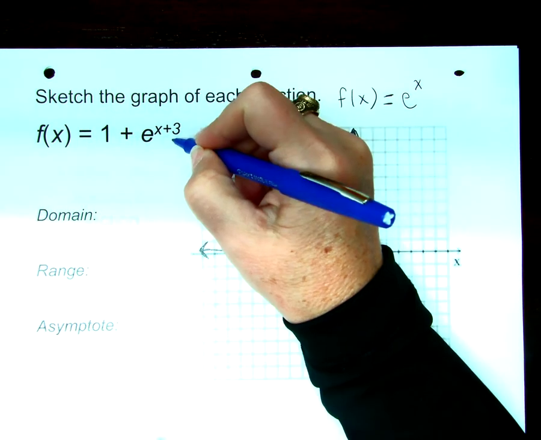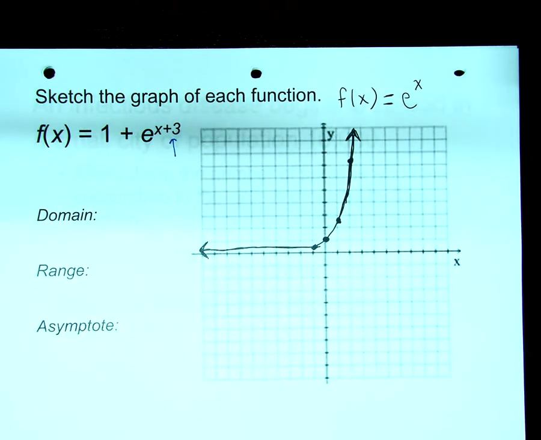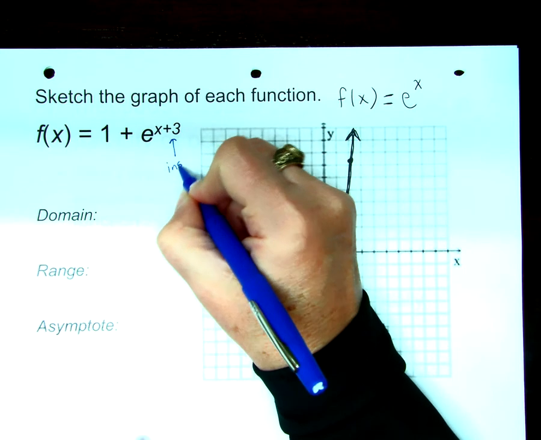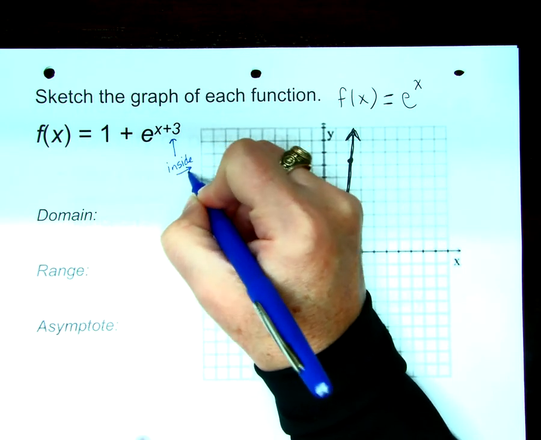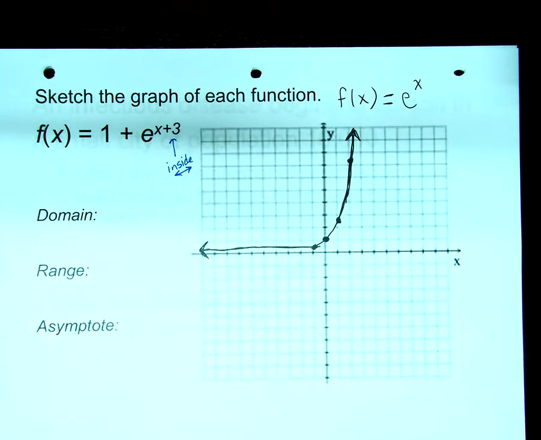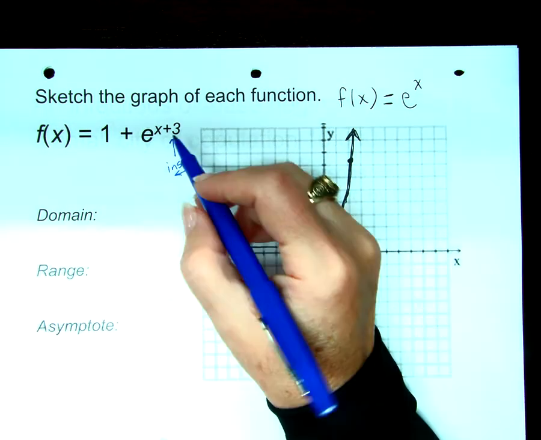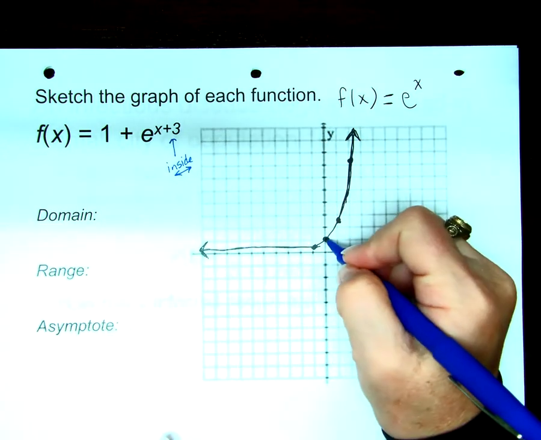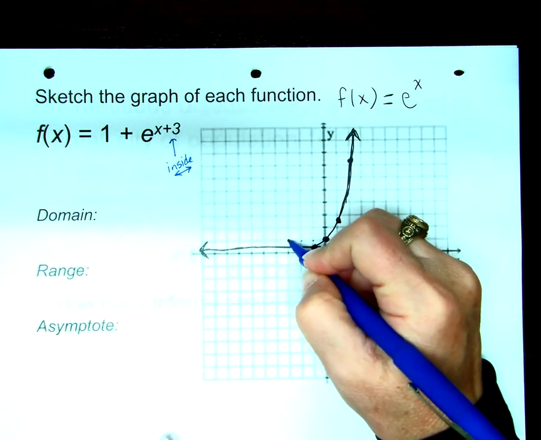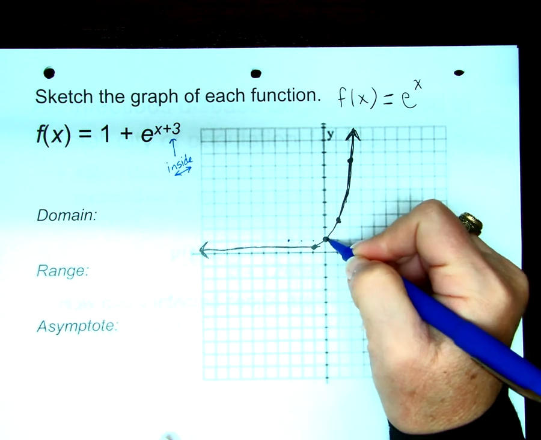When I use my transformation rules on this particular function, I realize that this is inside my function. And when it's inside my function, I know it's going to move left or right. It's a horizontal shift, backwards of what I think. This is plus 3, so I know it's going to go left 3. 1, 2, 3. Just moving that point because that's the easiest one to move.